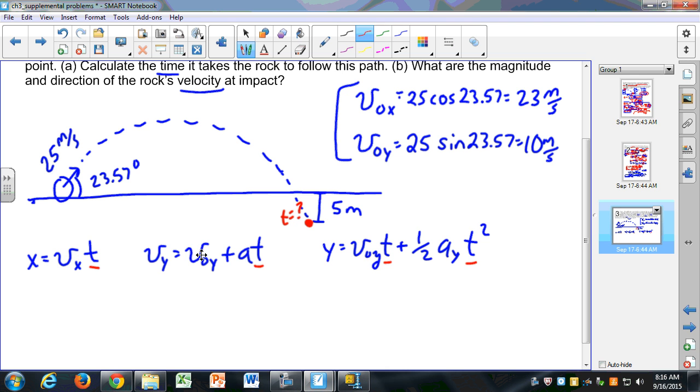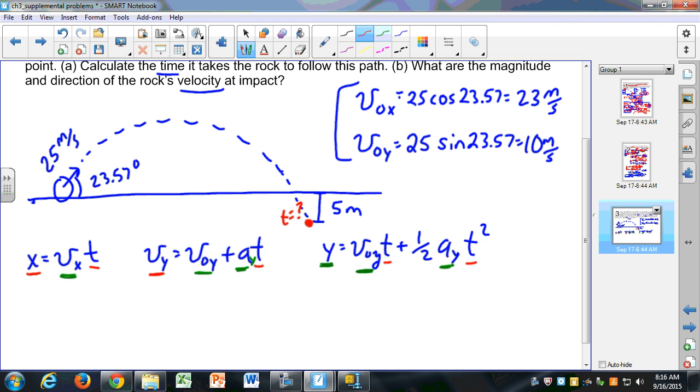My known quantities, I'll mark in green. I know what y is. I know what ay is. I know what v naught y is. I know v naught y. I know ay. I do not know vy. I know vx. I do not know x. I don't know this quantity, and I don't know this quantity.